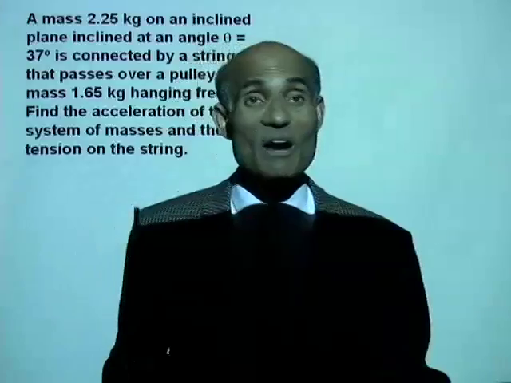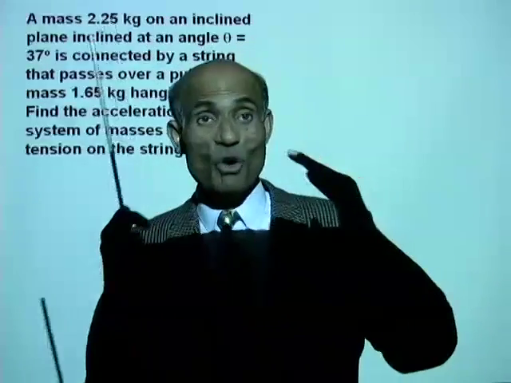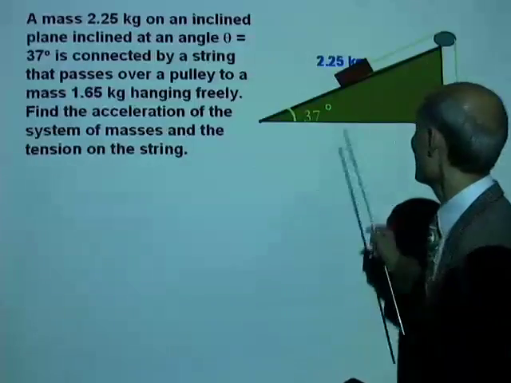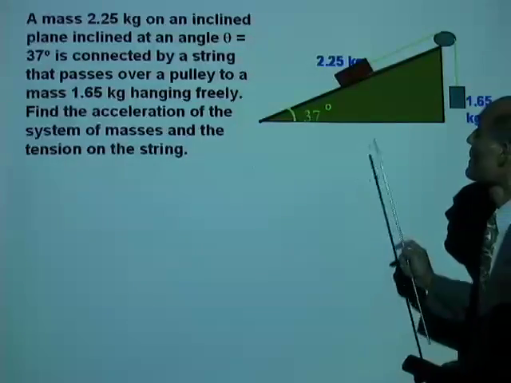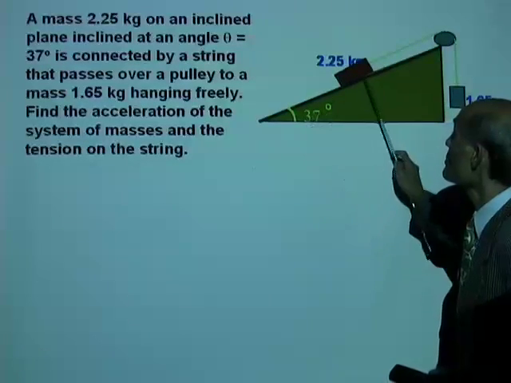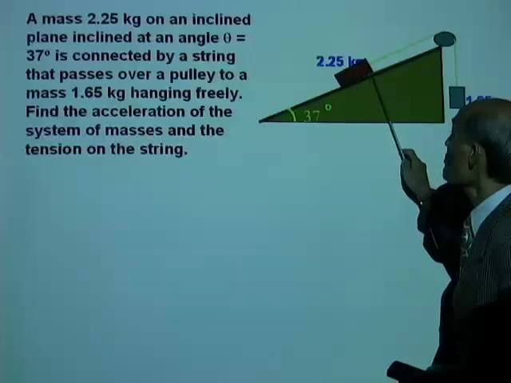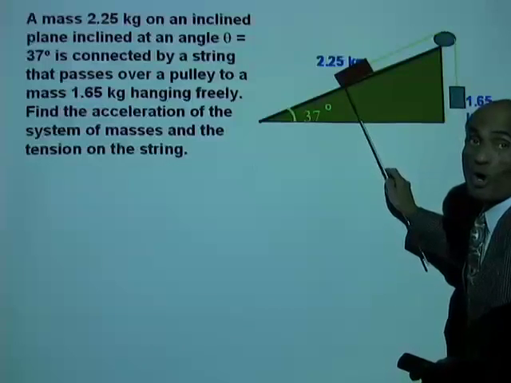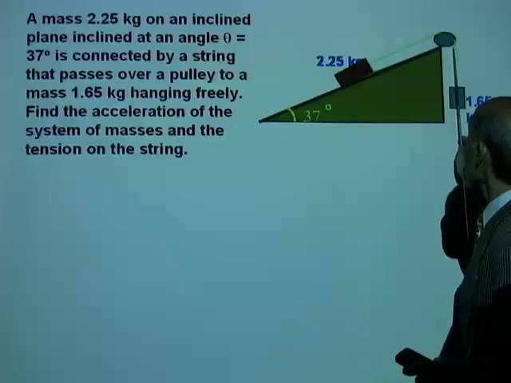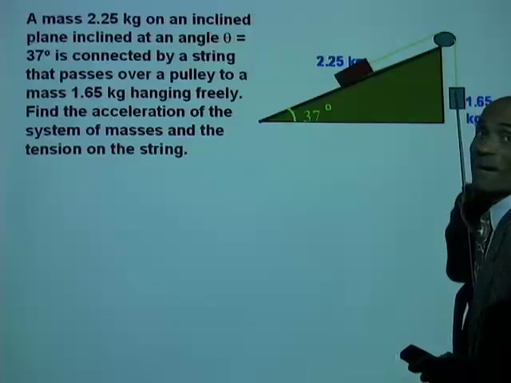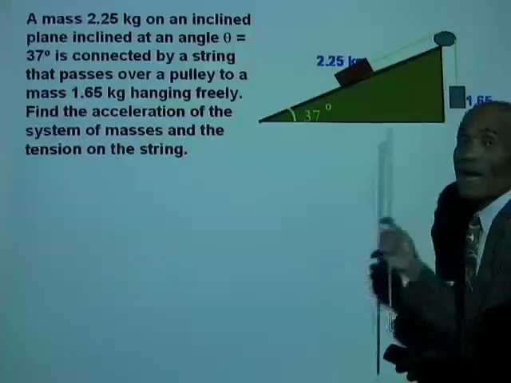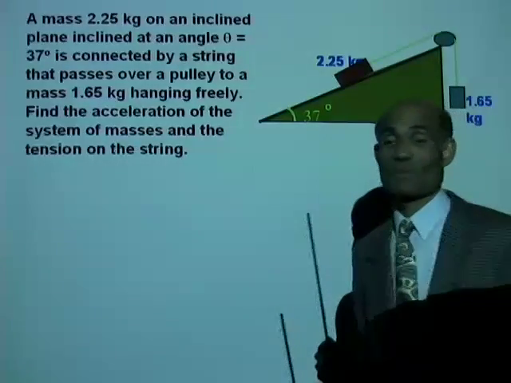Well, we have now the connected masses on an inclined plane. Let's draw a diagram of that. Here is the inclined plane. The inclined plane is inclined at an angle 37 degrees. The mass 2.25 kilogram on the inclined plane is connected by means of a string to another mass of 1.65 kilogram, and that is hanging freely.